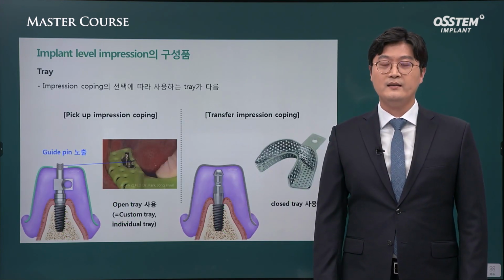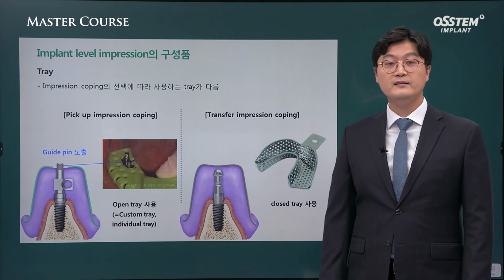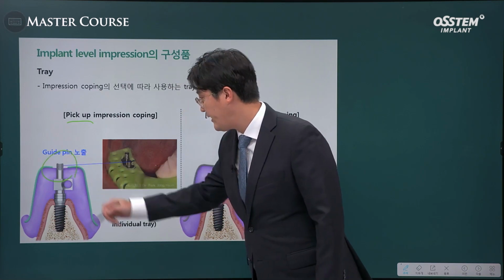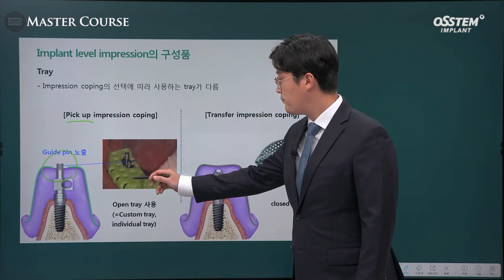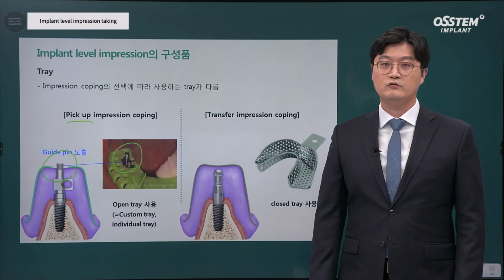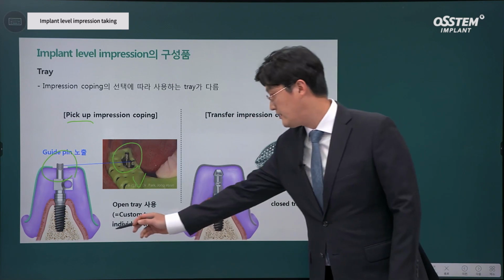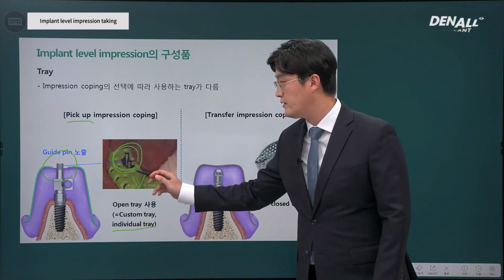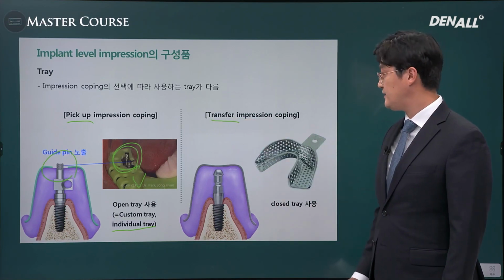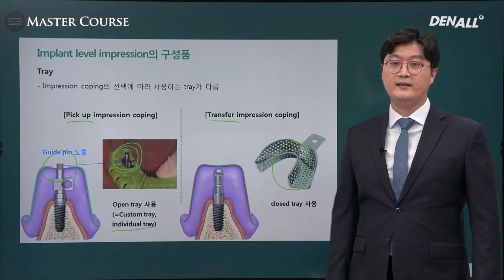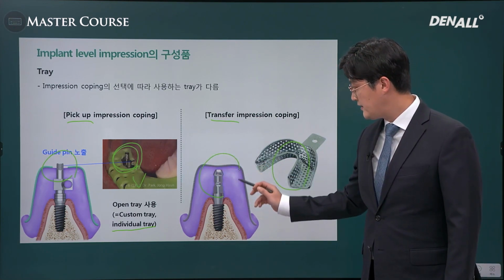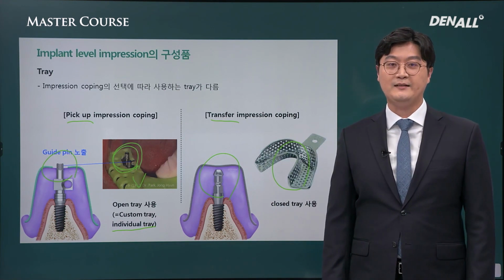Depending on the impression copings, different trays need to be used. For the pickup impression coping, an open type tray should be used. You can make holes like this in a stock plastic tray, or you can fabricate a custom tray, an individual tray, with holes to take impression. For the transfer impression copings, a closed tray, a metal tray like this, or a stock plastic tray can be used to take impression in a closed manner like this.